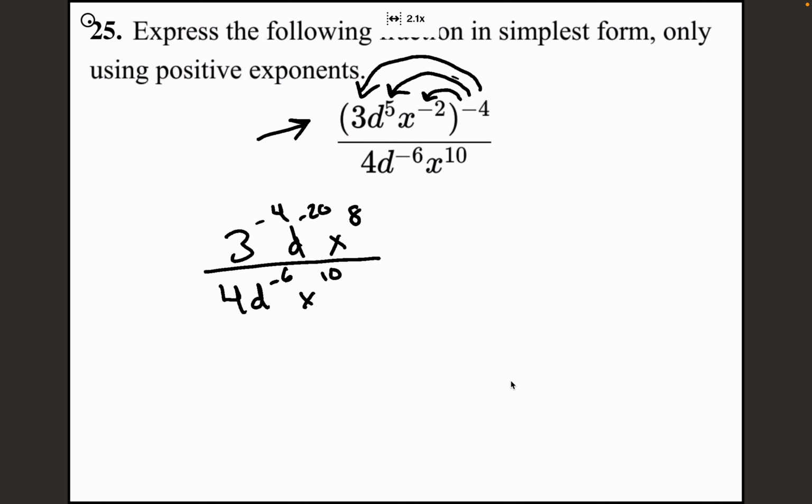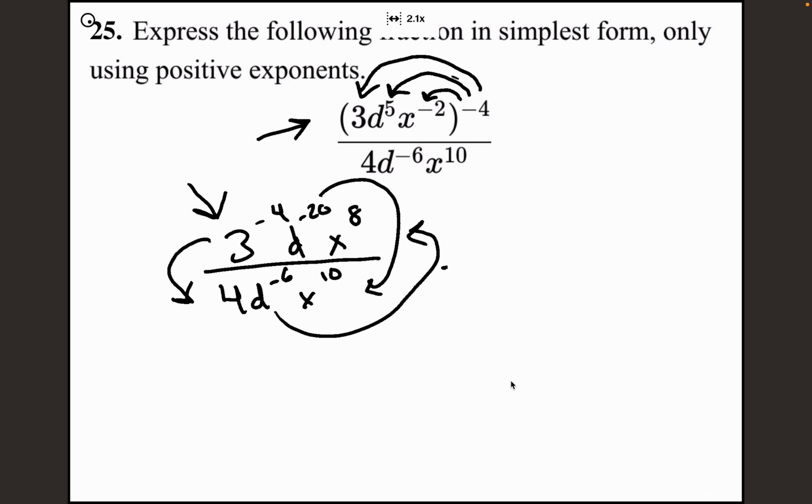Okay, so I still have this right here. So 3 to the power of -4. Now, I'm not going to put that in a calculator. What I'm going to do is I'm going to actually move that to the denominator along with d to the -20. Okay. Well, I also have a d to the -6 on the bottom, so I'm going to move that to the top.